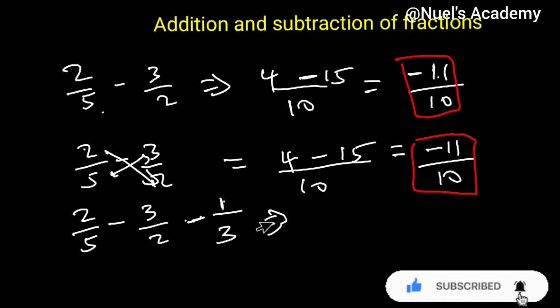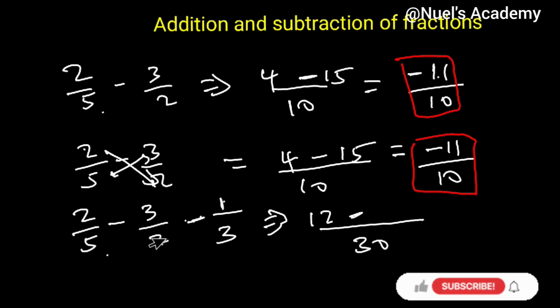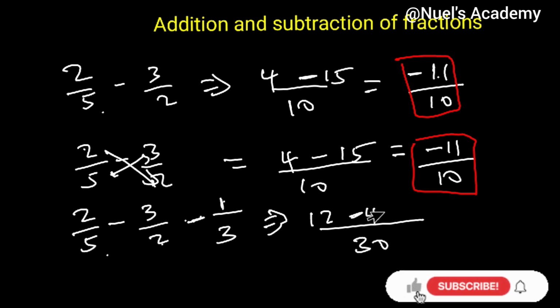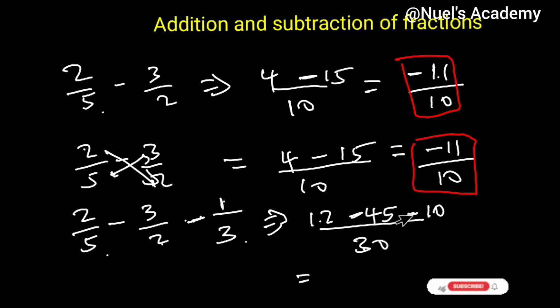So in this case now we're going to find the LCM, and the LCM is simply 3 times 2, which is equal to 6. 6 times 5 is equal to 30. So the LCM is 30. Then 30 divided by 5 is 6. 2 times 6 is 12. Then minus 30 divided by 2 is 15. 3 times 15 is equal to 45. Then 30 divided by 3 is 10. 10 times 1 is what? Is 10. And so this is going to be equal to 12 minus 45 minus 10.